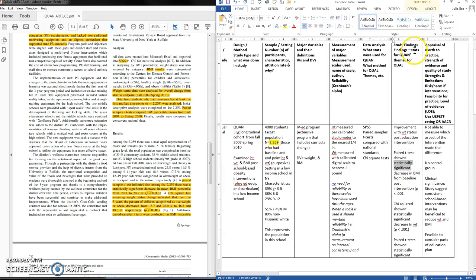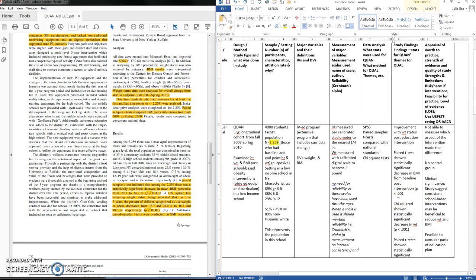You're looking at statistical significance in this column, but over here you're truly looking at clinical significance, okay? So the paired t-test showed a statistically significant decrease in the BMI. So I'm talking about my dependent variable there from the post the intervention, the education plan. And the p-value was less than 0.001, and I know you know what that is from your research course.